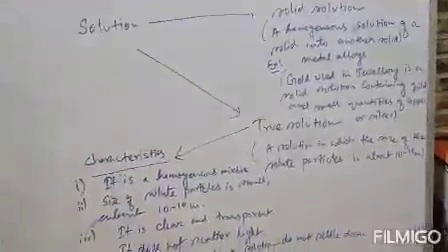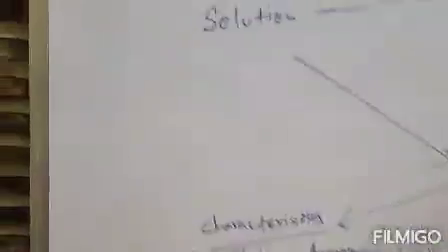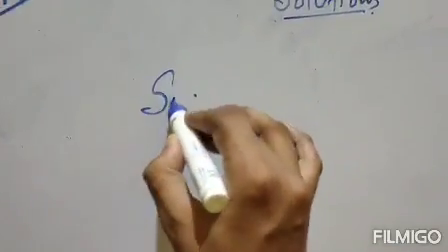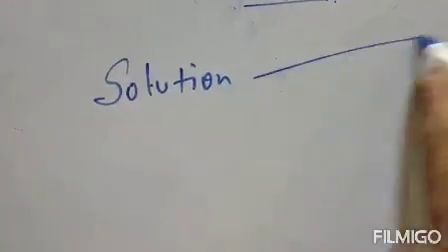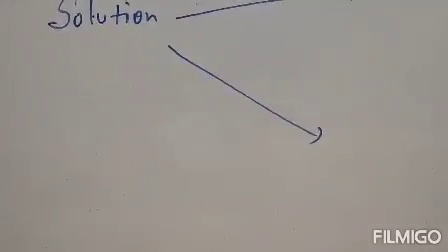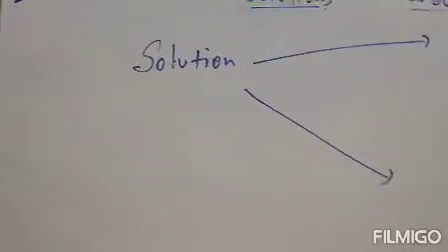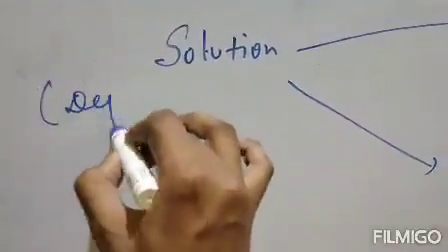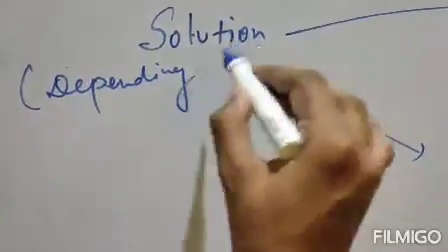Clear? So solution has 2 types, one is solid solution and one is true solution. Next, another type of classification. The third category of classification is depending upon the concentration of the solution, that is, depending upon the amount of solute or concentration.